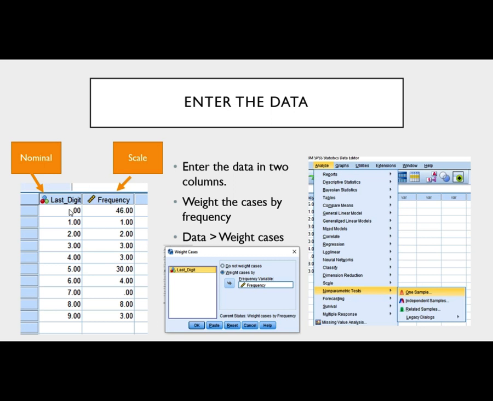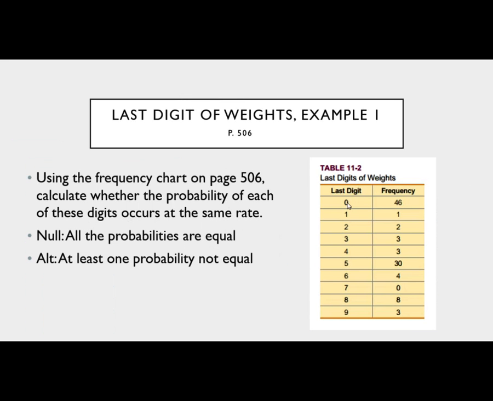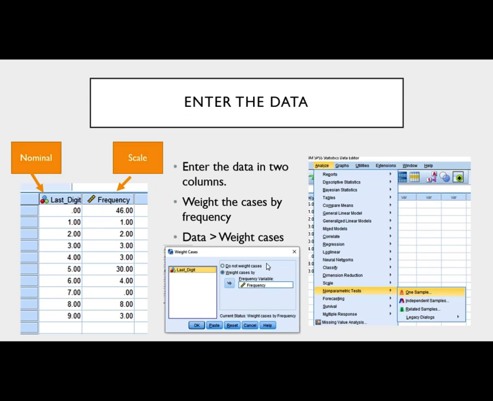So all we have to do is go into SPSS and go from 0 to 9, and load in the frequencies, 46, 1, 2, 3, 3, etc. Then we enter the data in 2 columns like I've done. So last digit is the nominal variable. We don't need to give it a variable label because each of these is a category in its own right. Then we weight the cases by frequency. So we go into Data, and then down to Weight Cases at the bottom. We have both variables here. We click Weight cases by frequency, hit OK.